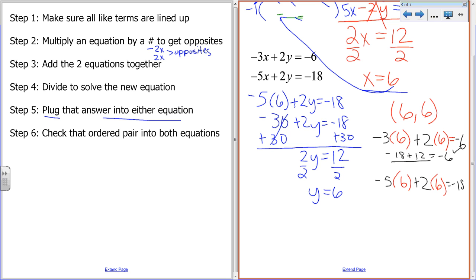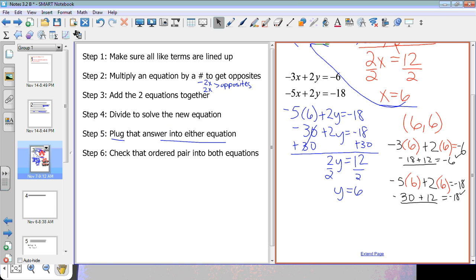So we'll check out and see what happens there. We get negative 30 plus 12. And we know that that does equal negative 18. So our answer's checked.